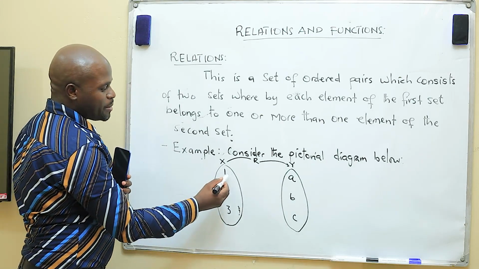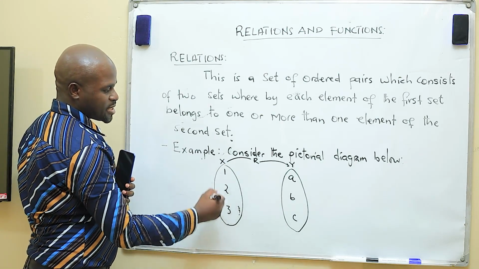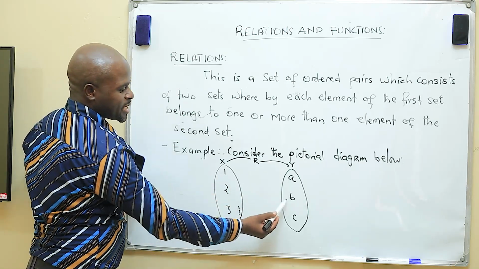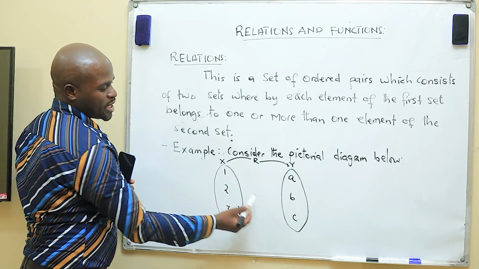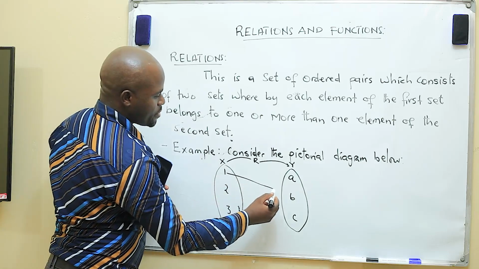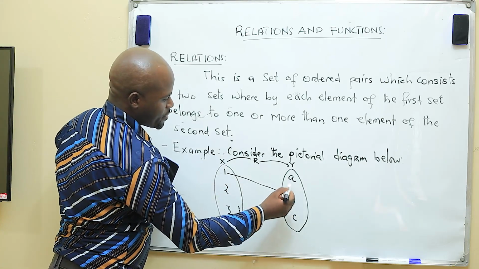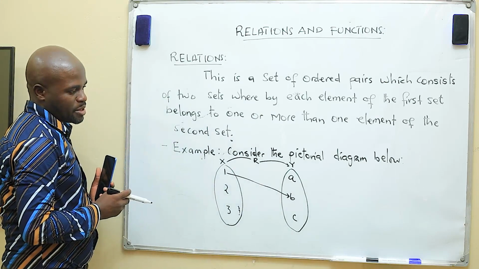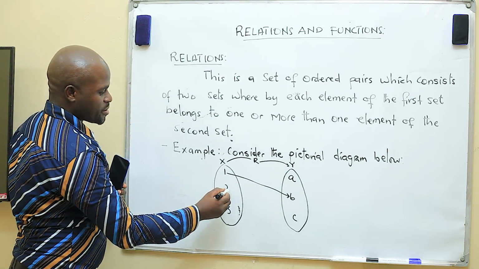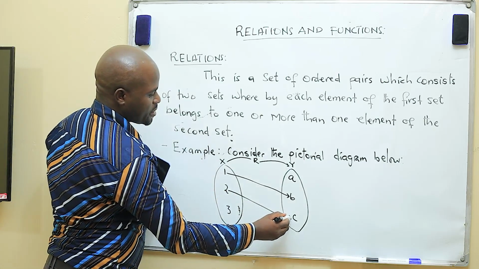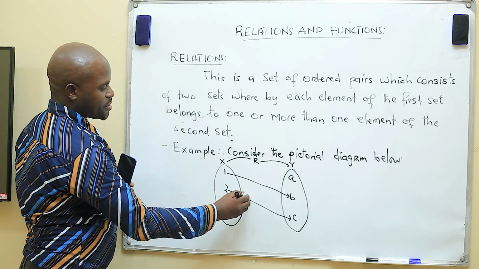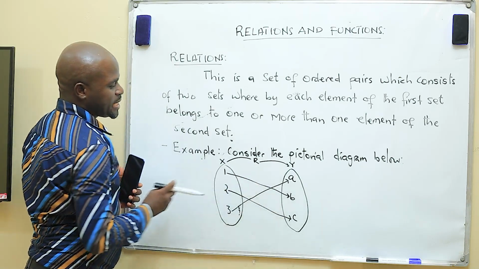And maybe an element number 1 in the first set relate with A, or number 1 can relate with B, or number 1 can relate with C. Maybe number 1 relate with the second element of the second set, maybe B. And number 2 relate with C in the second set. Number 3 relate with A in the second set.